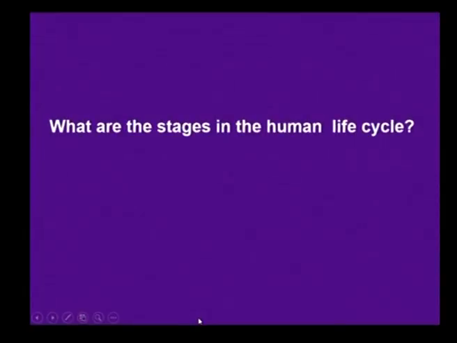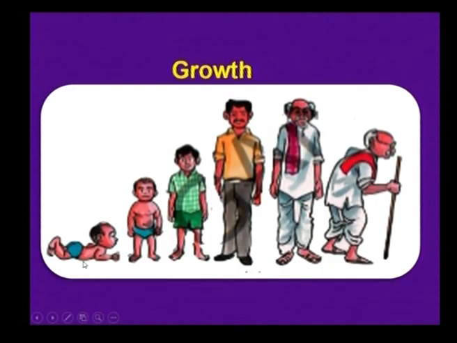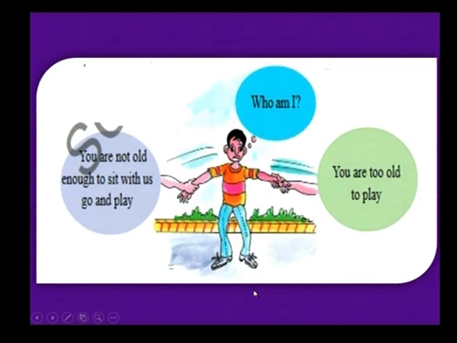What are the stages in the human life cycle? Infancy, childhood, adolescence, young age, middle age and old age. Can you help this guy? Elders are saying that he is not an elder to sit along with them. Youngers are saying that he is too old to play with them. Then what is this stage?